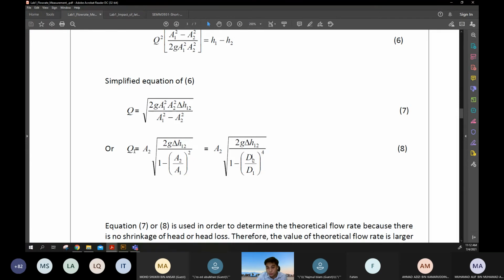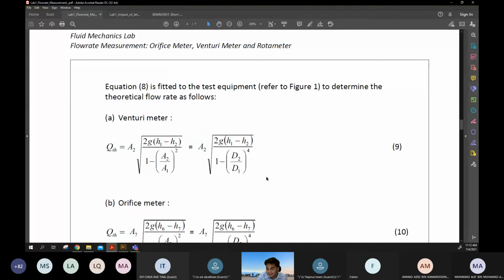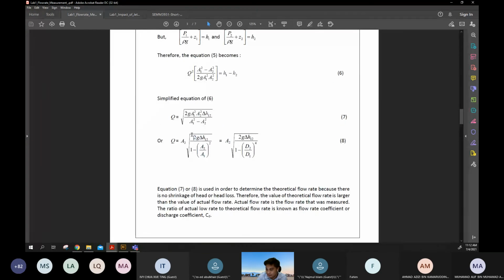Okay, so actually you are going to use this term only. Based on our measurement device, remember we have the Venturi meter. For the Venturi meter, you can calculate the theoretical volume flow rate, Q_TH, which is equal to A2 times the same thing here.